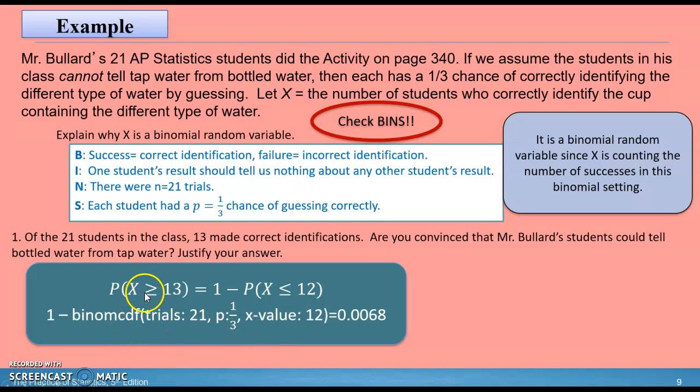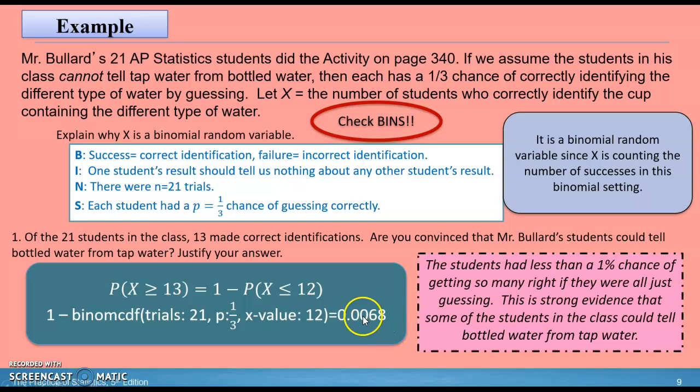Since I want a "more than," that means it's a complement, because a binomial CDF calculates cumulatively. It's going to be the value you plug in and everything prior to it. So I'm going to do 1 minus, and I'm going to set my number of trials. Notice that everything's labeled. My probability of success is 1/3, and my value is 12. Since I want the probability of getting 13 correct identifications or more, that gives me a probability of 0.0068. So are we convinced?